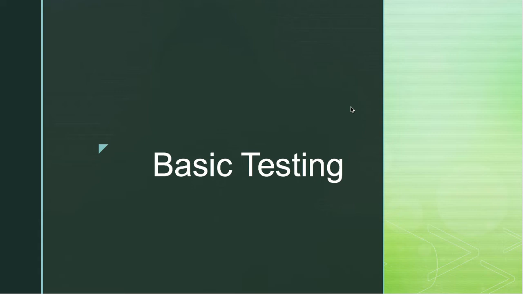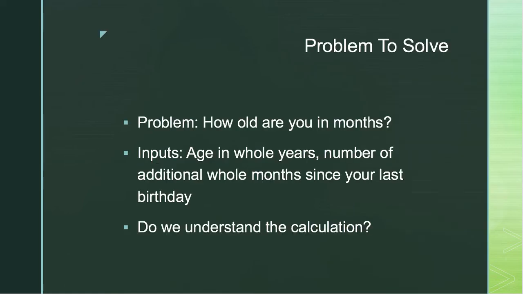So the problem that we are going to be working on as we learn how to test is a problem related to calculating your age. So we want to know how old you are in months. The user is going to give you their age in whole years. So if you're currently 18, that would be 18, and the number of additional whole months since your last birthday. So if it's September right now and your birthday was in August, then we'll say that there's one additional month in addition to that being 18.